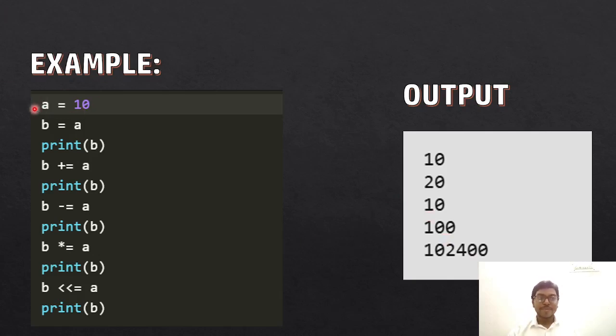We have performed an operation for it. For example, a equal to 10 and b equal to a. That means we are telling it to print b. So what will be the output? The output will be 10. Similarly, if we say b plus equal to a, it says b equal to b plus a, and b is 10 and a is also 10, so the answer will be 20. Similarly, if we say b minus equal to a, it will be b equal to b minus a, and we print b. So 20 minus 10 will happen and it will become 10.